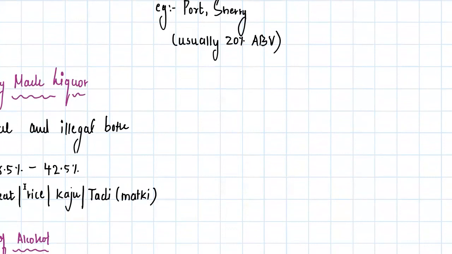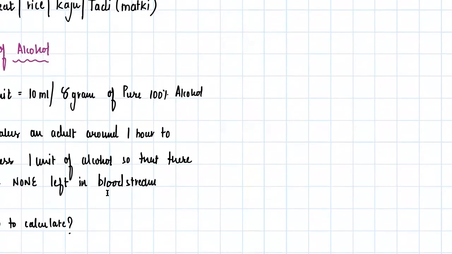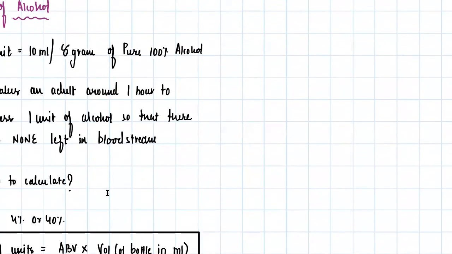Then you have country-made liquor, obviously, which is legal and illegal both. It usually has 28.5 to 42.5. It is made up of wheat, rice, kaju, that is cashew, and toddy is something that you find in India. Now, how do you calculate units of alcohol? 1 unit of alcohol is 10 ml or 8 grams of pure 100% alcohol. It takes an adult around 1 hour to process 1 unit of alcohol so that there is none left in the bloodstream.